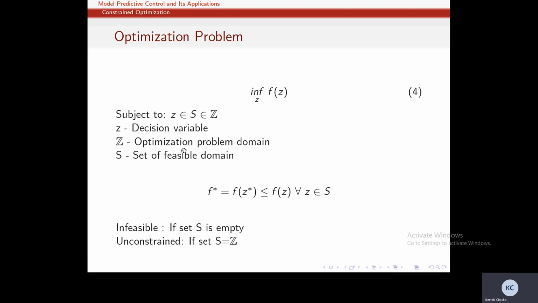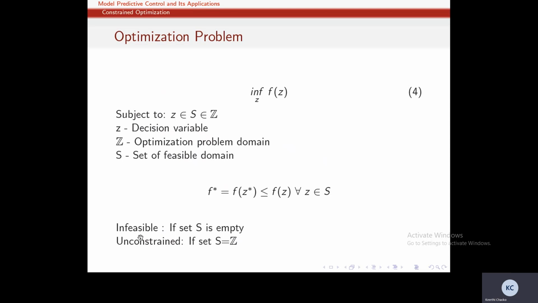Z is the total optimization problem domain, and S is a subset of Z, which is the feasible domain. The optimal value is represented as f star, which is the value of the function when we substitute the optimal z. This optimal value will be less than f of z for any z in the feasible region. Our optimal point will always be lesser than any other point in the feasible set.